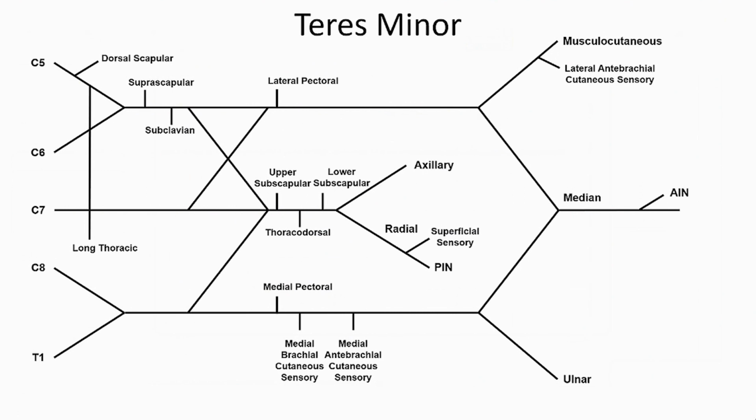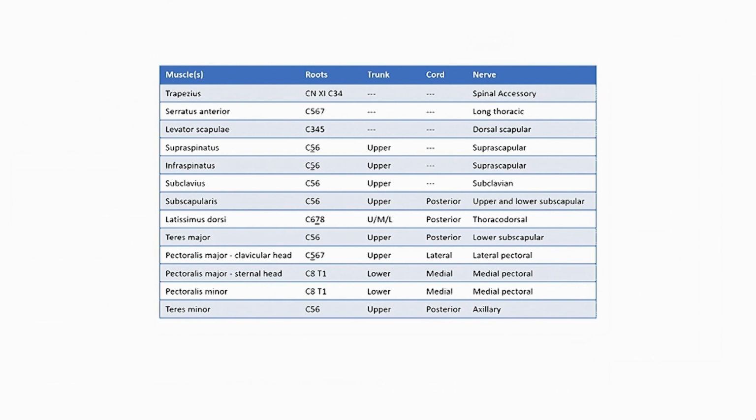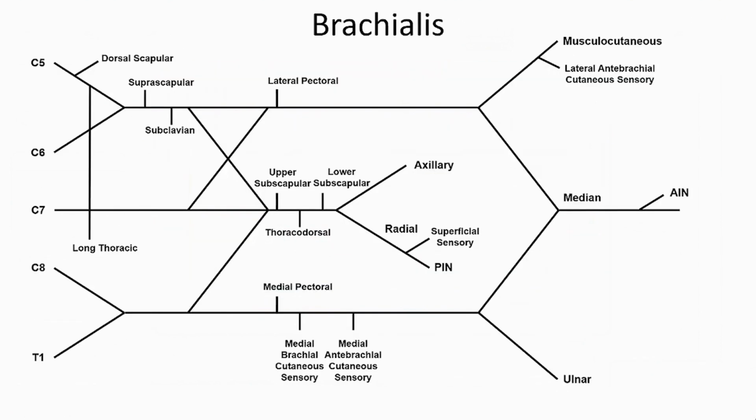Teres minor, C5 and 6, upper trunk, posterior cord, axillary nerve. Brachialis, C5 and 6, upper trunk, lateral cord, musculocutaneous nerve.